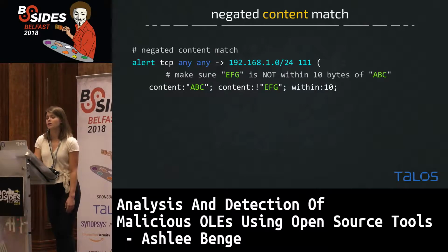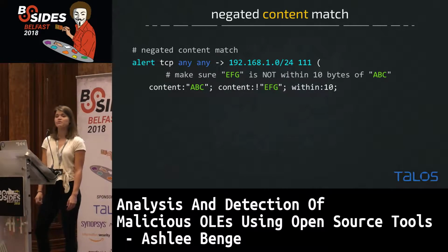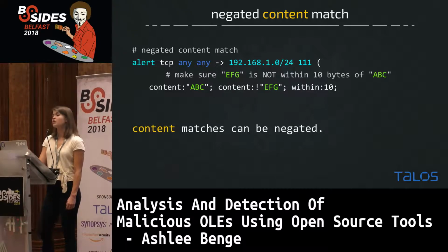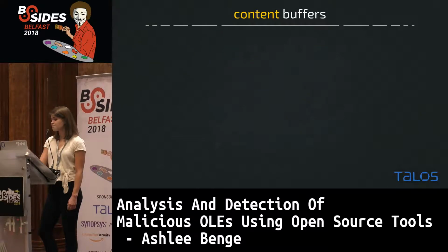You can also negate a content match. So in this case, we would want to find ABC in our packet and then check the next 10 bytes following our first match to make sure that EFG does not appear. You cannot have a rule that only contains a negative content match, so if you are trying to check that something is not there, you do have to have something positive in your rule.